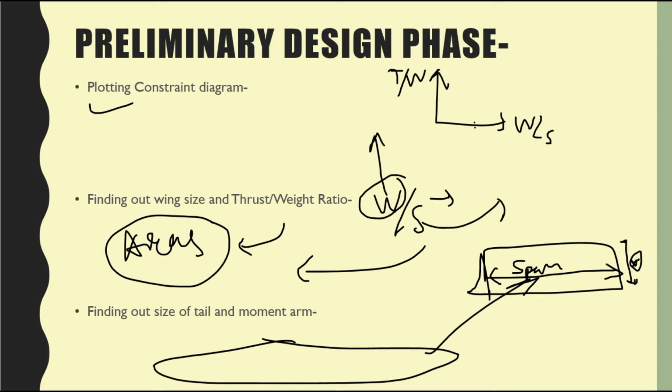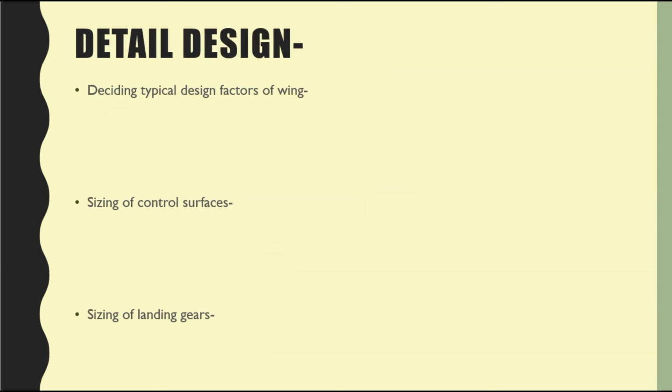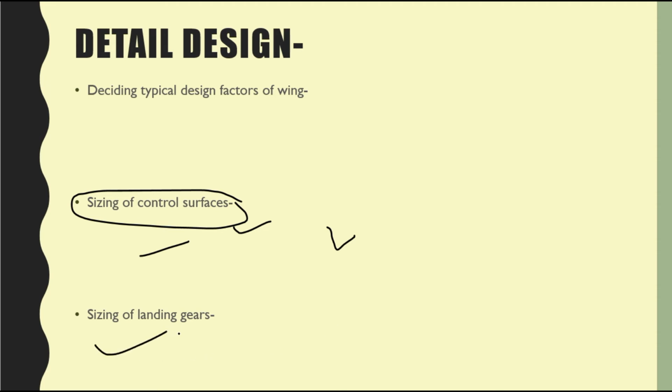Now let's go to the detailed design. In detailed design, we'll decide some other factors, such as what should be the size of ailerons, elevator, rudder. That will be discussed here. Then what are the typical design factors of the wing, or for example a particular part, that is how much taper angle and taper ratio your plane should have, how much aspect ratio your wing should have. Then, etc etc. So then sizing of the landing gear.